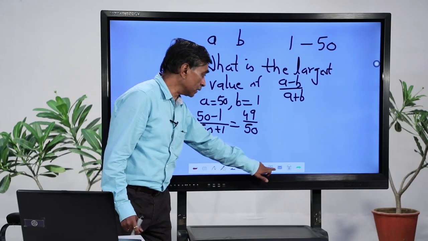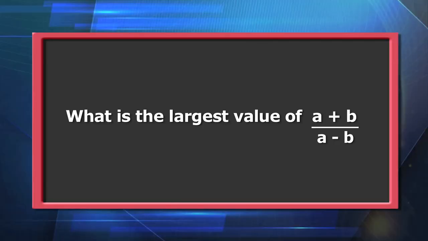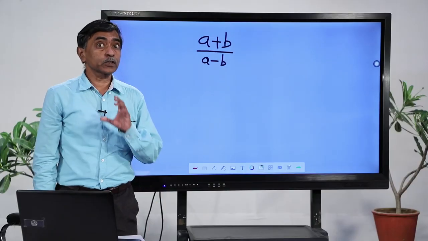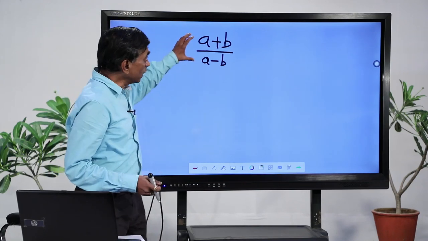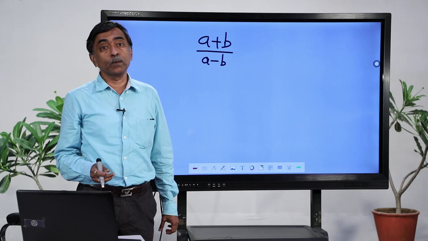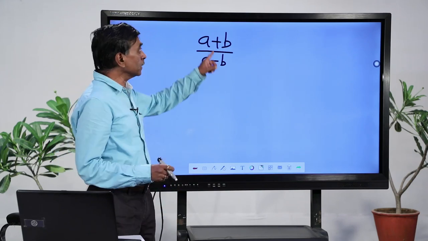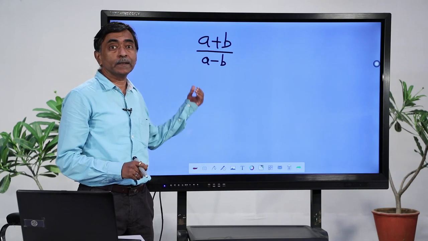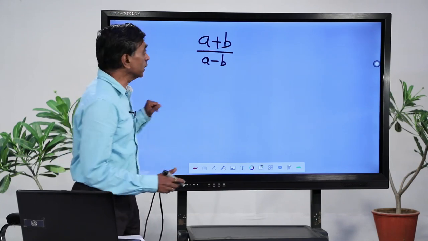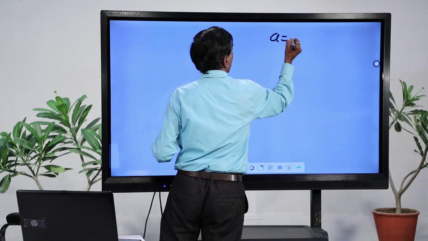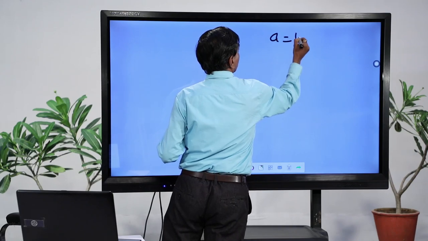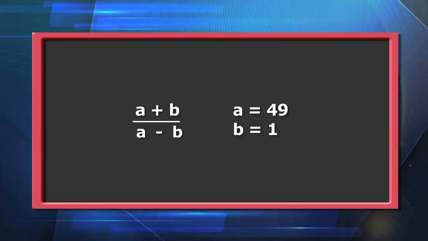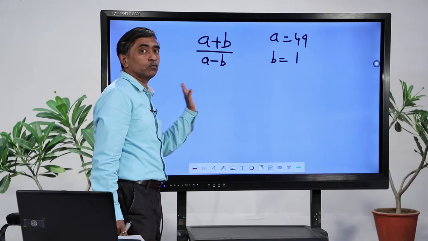The other question that is there is, what is the largest value of (A plus B) upon (A minus B)? If I want the largest value, a little thinking will help you. If I want the largest value of a number in the fractional form, it is important that the numerator should be maximum and the denominator should be minimum. So, if I take A is equal to, say, 49, and B is equal to 1, I will get here 50 upon 48.